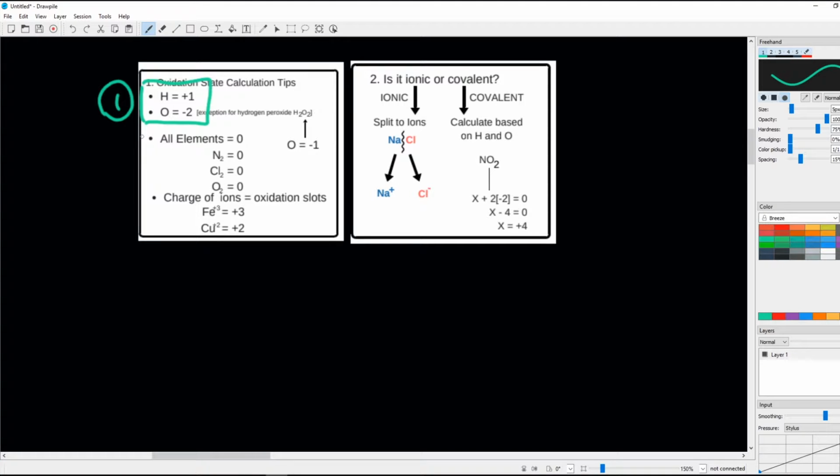Rule number 2 to note is that all elements are considered to have no charge. So anything like N2 has no charge. Elements by themselves have no charge.